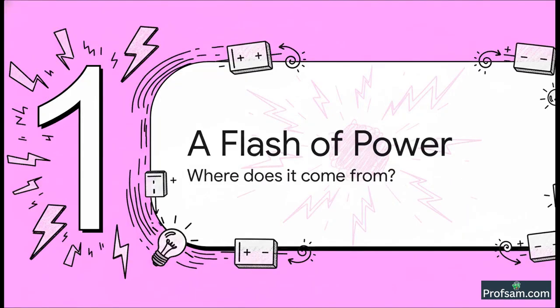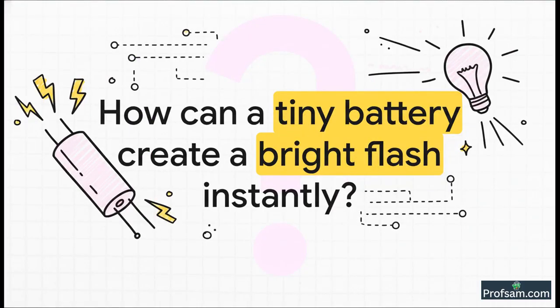So let's start with a simple question to get you thinking. Just think about it. How can a tiny little battery create such a bright, powerful flash in just a fraction of a second? Well, this is a fantastic example of what we're about to learn, storing energy and then releasing it very, very fast. And the secret hero behind this magic is the capacitor.